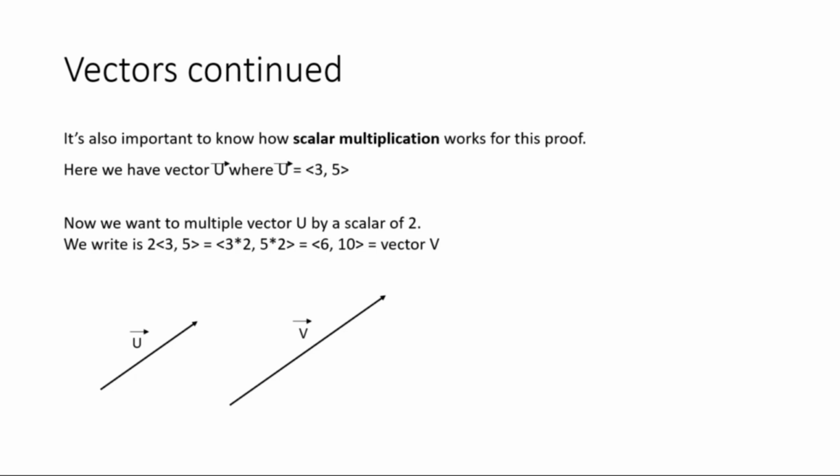It's also important to know how scalar multiplication works for this proof. In scalar multiplication, we multiply a vector by a constant scalar, and this will change the vector's magnitude, but not the direction. Let's take vector u equal to (3, 5), and go ahead and multiply it by a scalar factor of 2. So we'll multiply 2 by each term inside the vector. So it'll be 3 times 2, and 5 times 2, equal to our new vector, (6, 10). Let's go ahead and call it v. This new vector effectively doubles the distance of our previous vector.